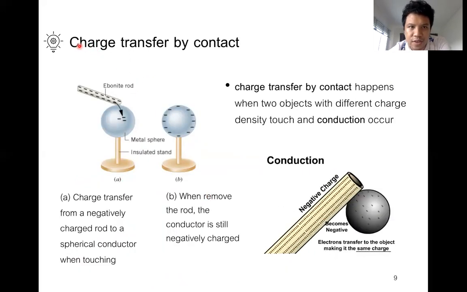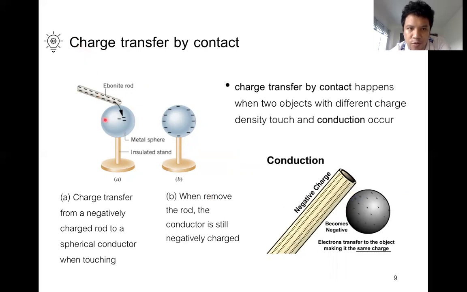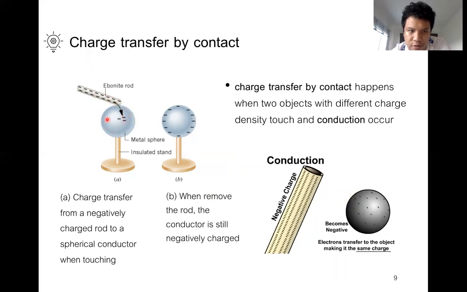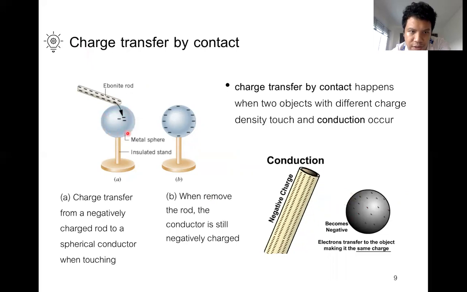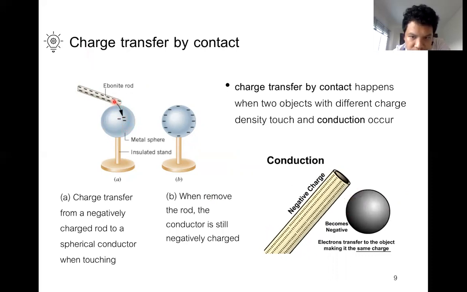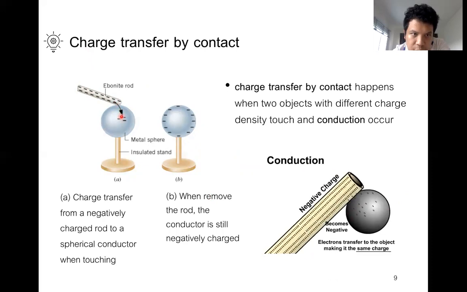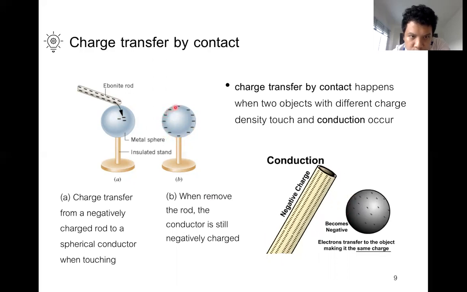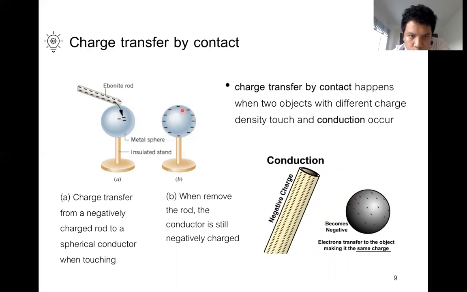Okay, and then the charge transfer by contact. You can also give charge between objects. So if I have a spherical conductor here, and I bring a rod with negative charge on it, when I touch the rod on the metal sphere, you can see that the negative charge will be transferred from the rod to the metal sphere, and after that, the charges will repel each other, and all the charges in the conductor will be at the surface.